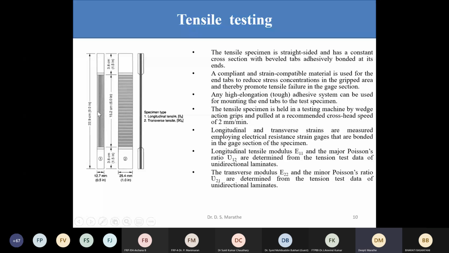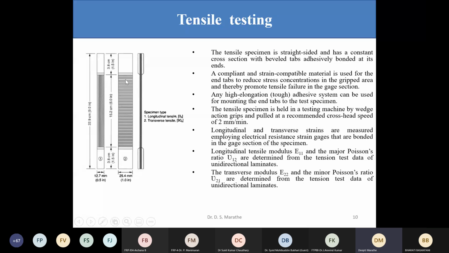Similarly, if I am going to use this 90-degree specimen, here also I am going to put in a strain gauge which is going to measure my longitudinal strain. Also one more strain gauge at 90 degrees, which is going to measure my transverse strain. From that, I am going to get the minor Poisson's ratio.